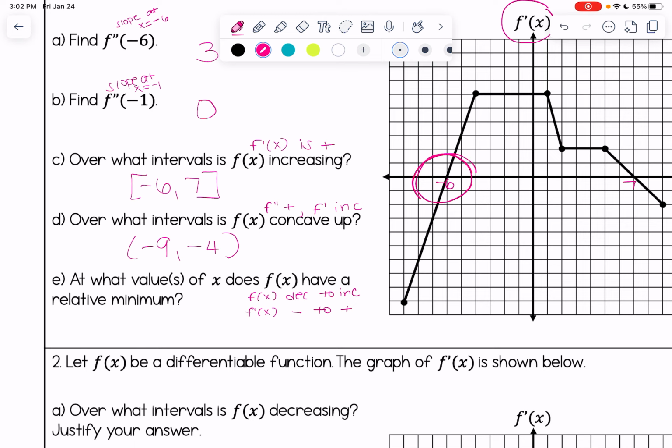So if I look right over here at -6, remember, we're looking at the graph of the derivative, so there it's changing from negative to positive, so that would be my answer.